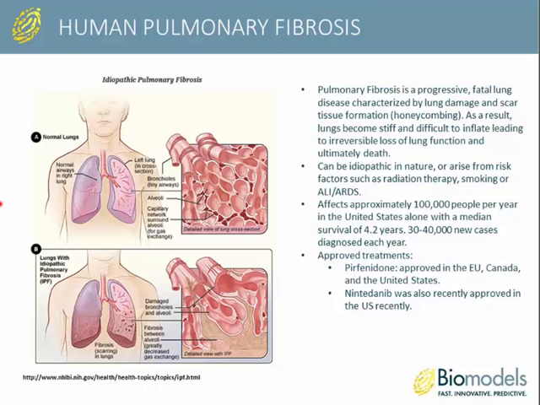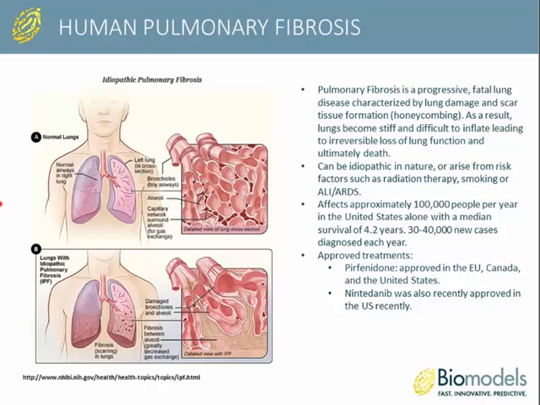So pulmonary fibrosis is a progressive fatal lung disease characterized by lung damage and scar tissue formation. And as a result of this fibrosis, the lungs become very stiff and it's very difficult to breathe. Ultimately, this will lead to lung dysfunction and death. And while this disease is idiopathic in nature, there are a number of risks that have been identified, such as radiation therapy, smoking, or exposure to other environmental toxins, or having acute lung injury or acute respiratory distress syndrome.